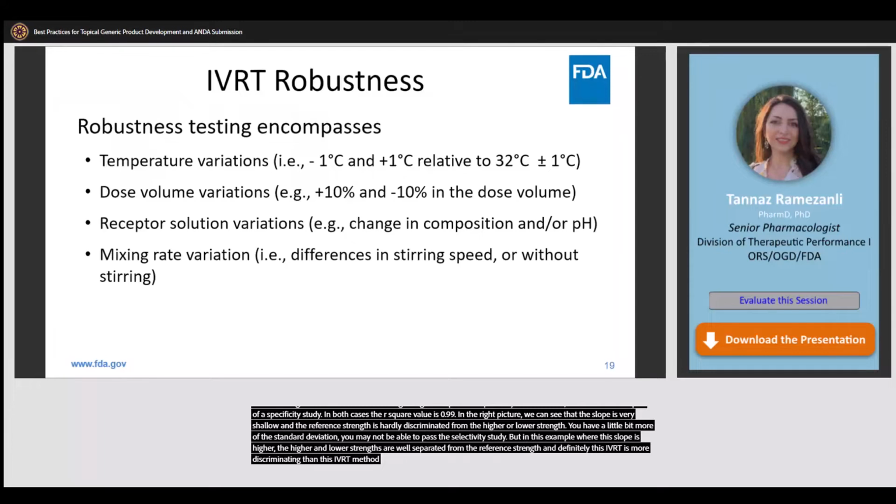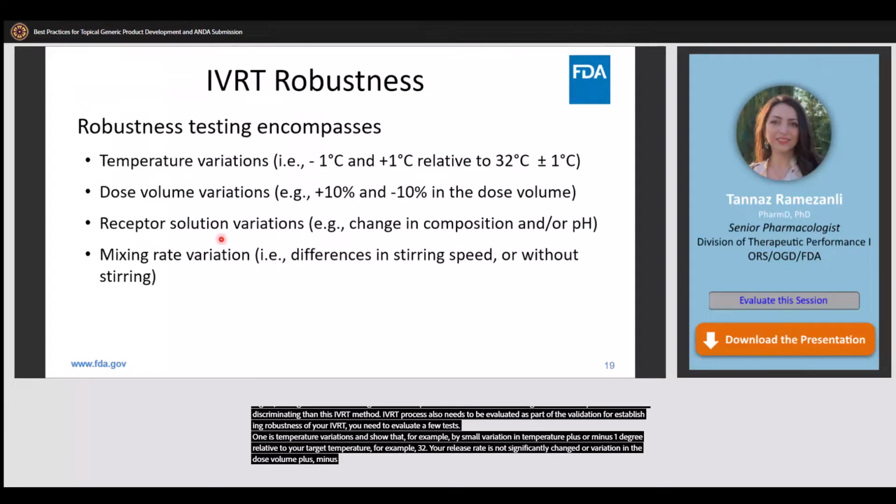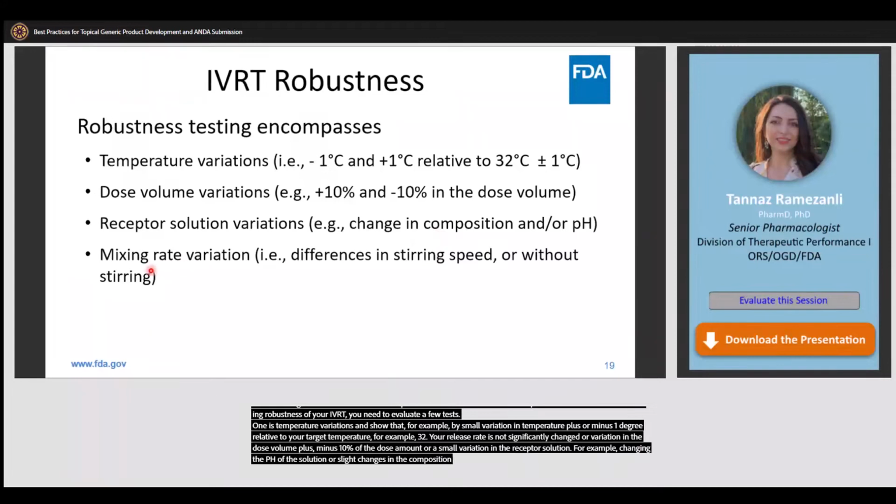IVRT robustness also needs to be evaluated as part of IVRT validation, and for establishing robustness of your IVRT, you need to evaluate a few tests. One is temperature variations, and show that, for example, by small variation in temperature plus or minus 1 degree relative to your target temperature, for example 32, your release rate does not significantly change, or variation in the dose volume plus or minus 10% of the dose amount, or small variations in the receptor solutions, for example changing the pH of the solution, or slight changes in the composition of the receptor solution, and eventually mixing rate variation if the apparatus allows for that.